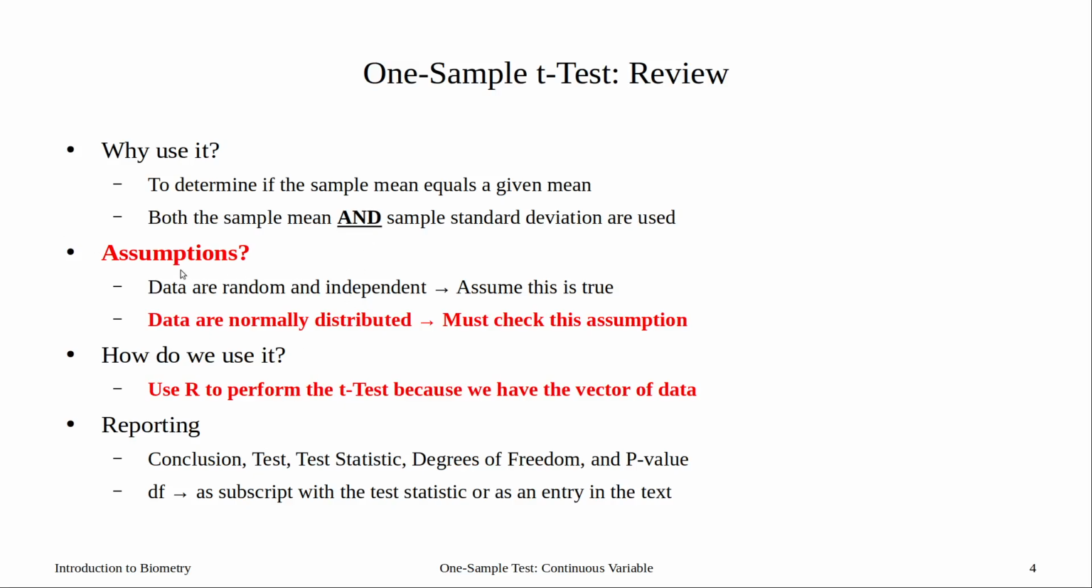So there are two assumptions. Data are random and independent. We're going to assume that this is 100% true, and we're going to assume this for all of our tests this semester. The second assumption is that data are normally distributed. This is the assumption that we're going to test, and we're going to be testing this for a lot of our tests moving forward.